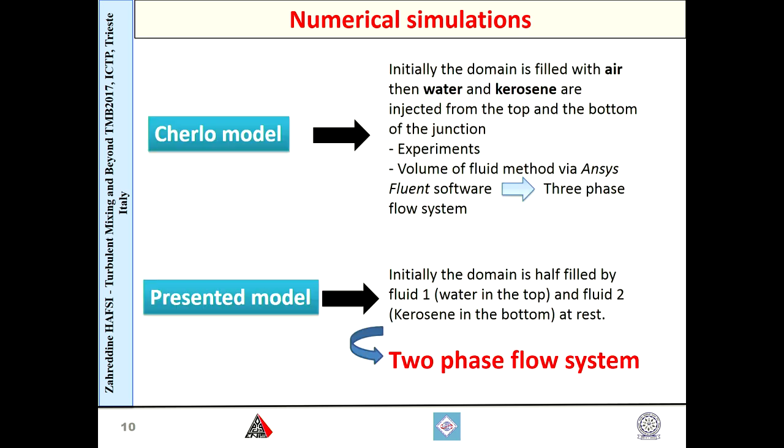But what we will do is a little bit different, because the Cirlu model is actually a three-phase flow model, because we have air, water, and kerosene. What we assume is that because kerosene and water will push out the air, we start by filling the domain with water and kerosene. That means at t equal to zero for our model, initially the domain is half filled: phi with one, water in the top, and phi with two, kerosene in the bottom. Then we will apply a velocity to the water and a velocity to the kerosene.